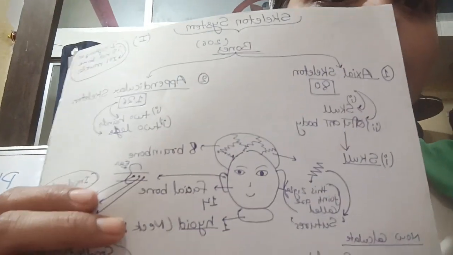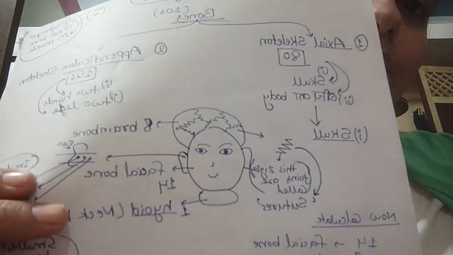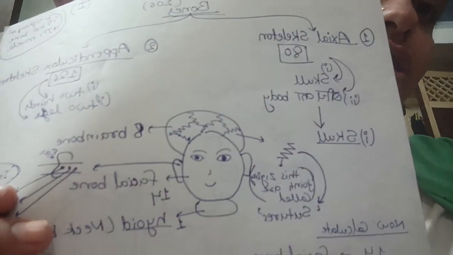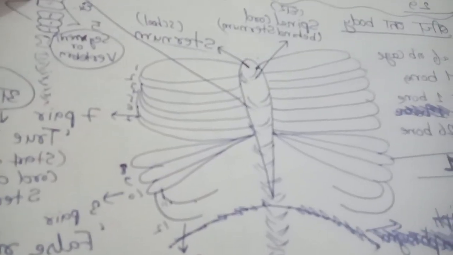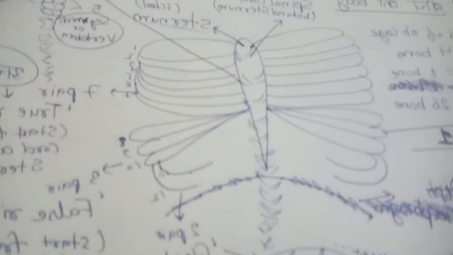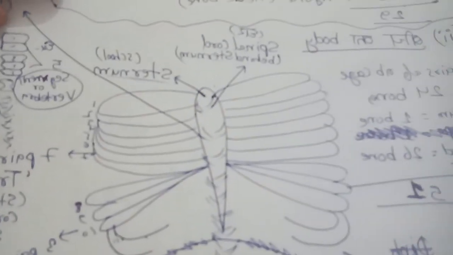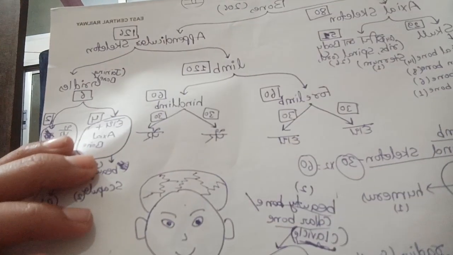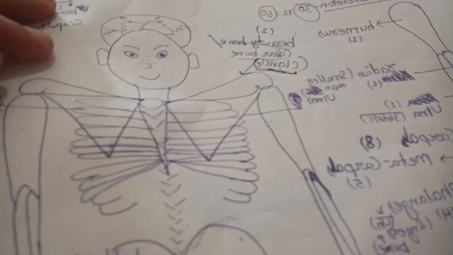Wait, now it's time to show you the pictures. This is a skull. Okay, 8 brain bones. This joint is called sutures. Okay, and now it's about this rib cage. This is the sternum, and the back thing is the spinal cord, and these are 7 pairs of true ribs, 3 pairs of false ribs, 2 pairs of floating ribs. And this is actually the classification. I know my drawings are not good, but it's easy to understand.